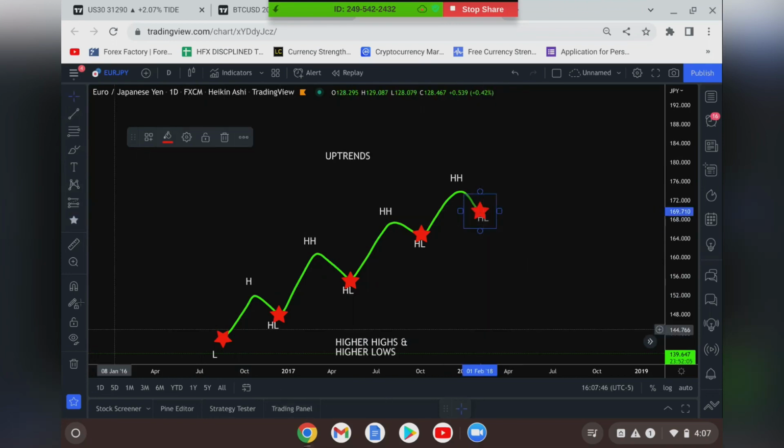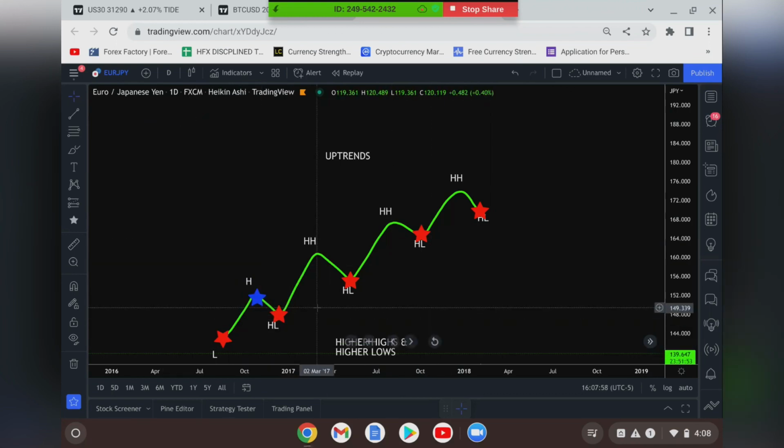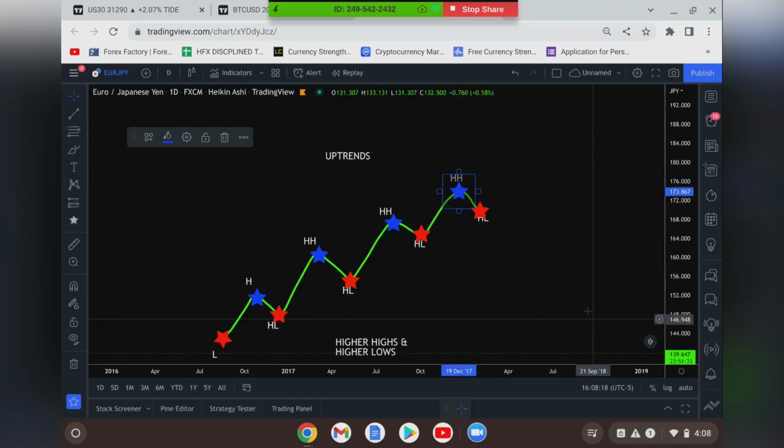On the opposite side of the spectrum, you will see that we have our high point. I'm going to make this blue instead of green. We have our high point right here. But I want you to pay attention to the fact that our highs just get higher and higher. We have our high, then we have our higher high, then our next higher high, and then we have our final higher high point within the market.